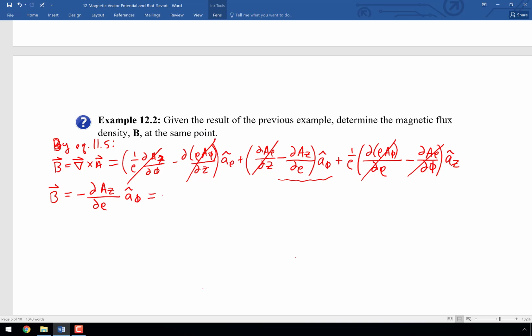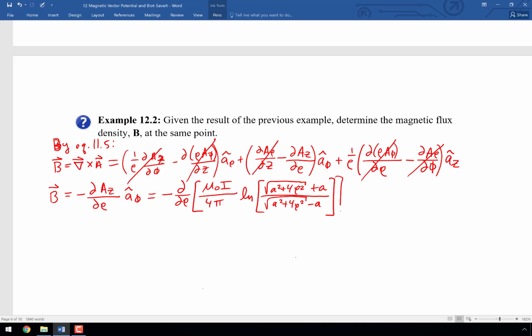Now let's plug in what we found in the previous example. Partial with respect to rho of mu sub 0 I divided by 4 pi times the natural log of, and the numerator is the square root of a squared plus 4 rho squared plus a, and the denominator is the square root of a squared plus 4 rho squared minus a. And I don't need to include the a sub z unit vector because we'd already specified that this has to just be the z component. So I need to take this derivative.